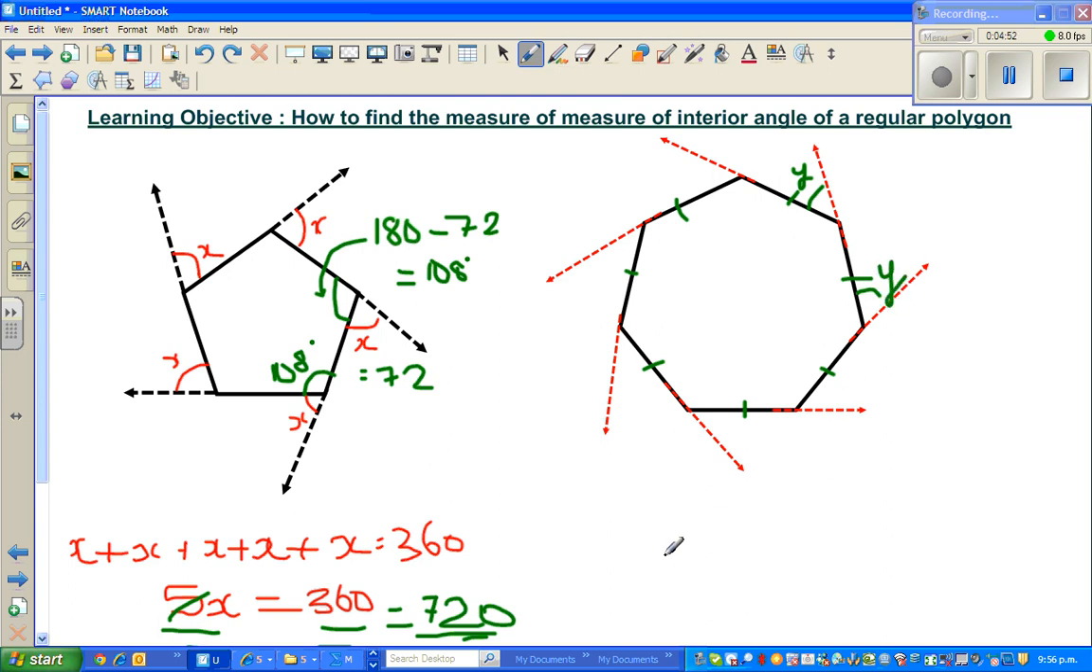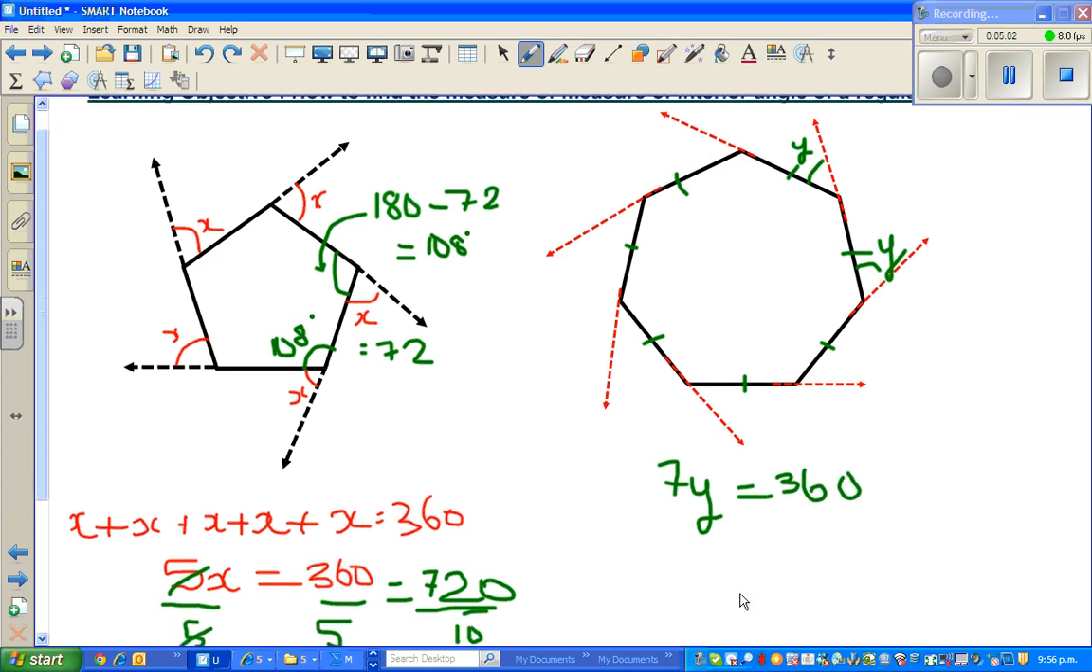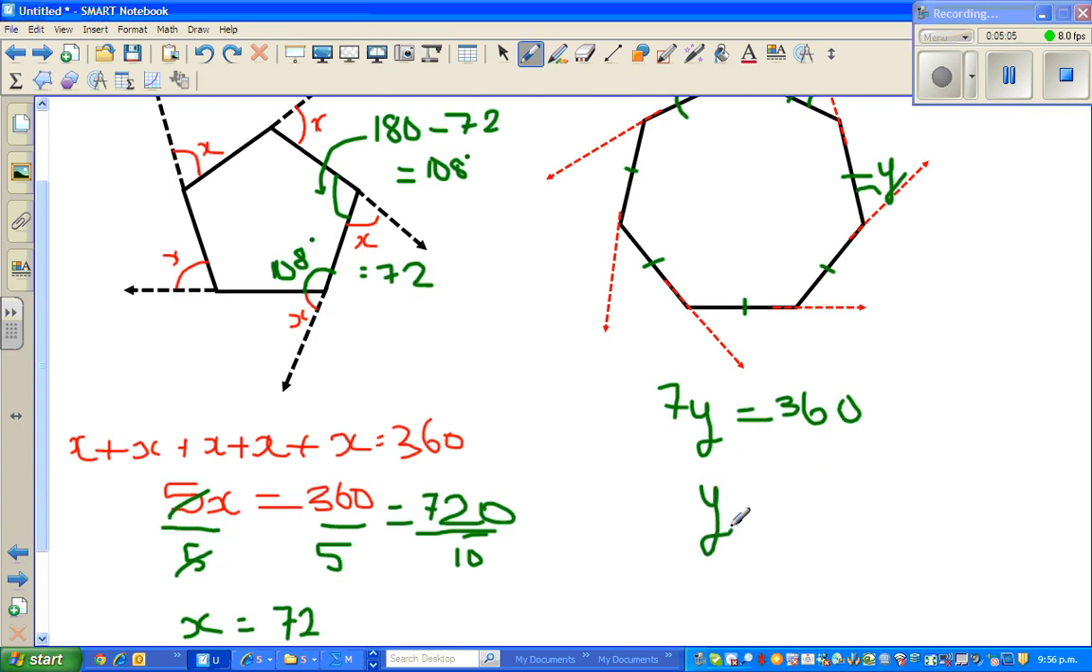So y plus y plus y, 7 times, is the same as 7y is equal to 360. Dividing both sides by 7, I can say y is equal to 360 divided by 7.